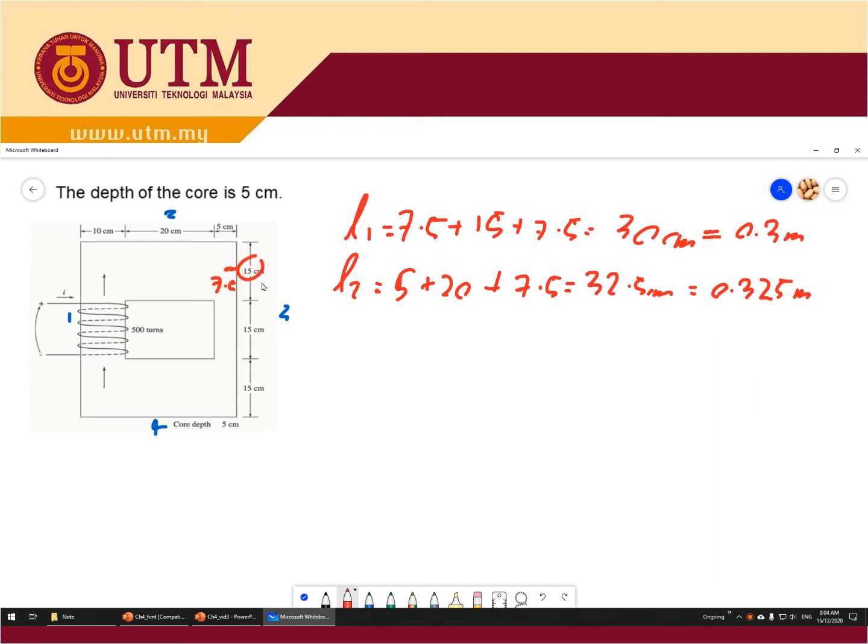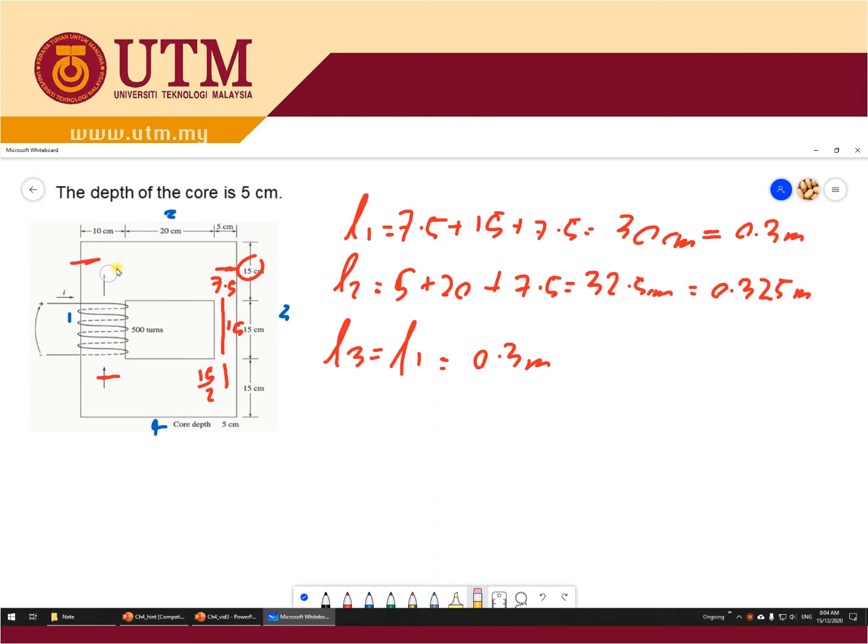Okay, 15 divided by 2, 7.5. Okay, this one is 15. Okay, this one is 15 divided by 2, also 7.5. So L3 is basically almost the same as L1. Okay, so you get 0.3 meter. Okay, so basically same as L1.